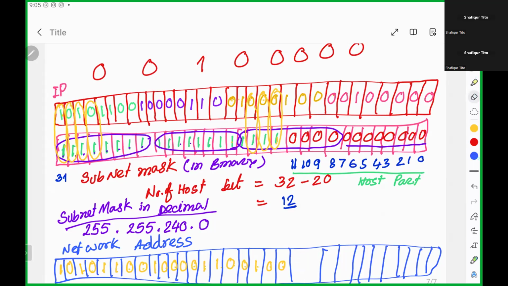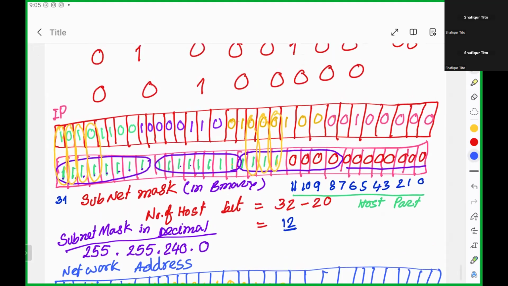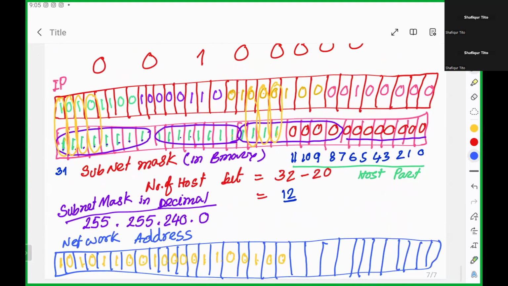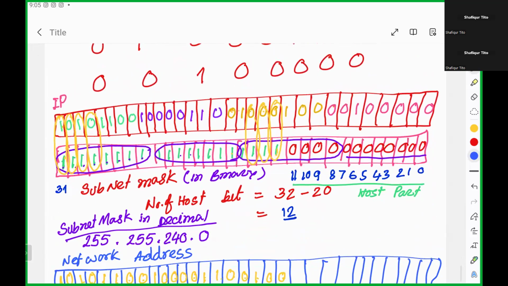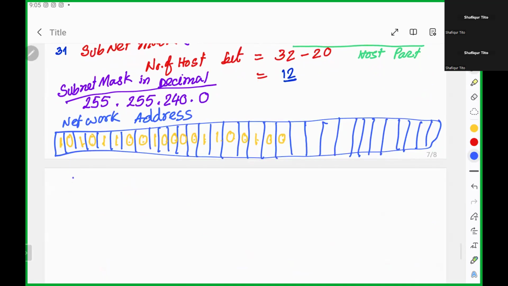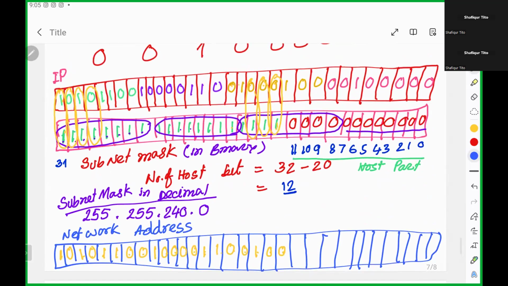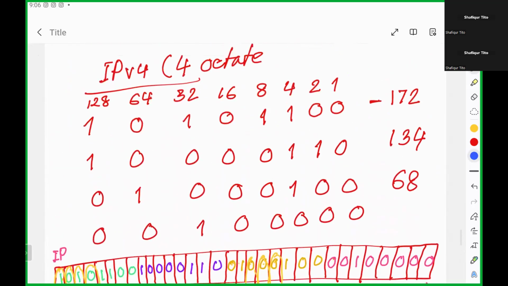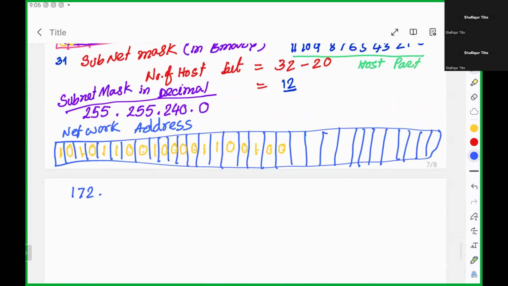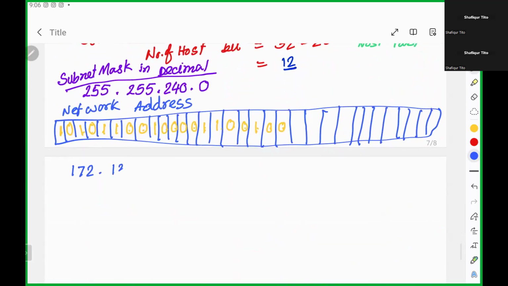Okay, so we'll have this one. This is my network address. We can find out that the first 8 bits are the same as my IP address, so I can write down 172. The next 8 bits are also the same, so that will be 132. I don't have any change.